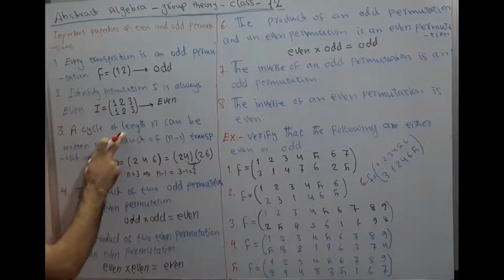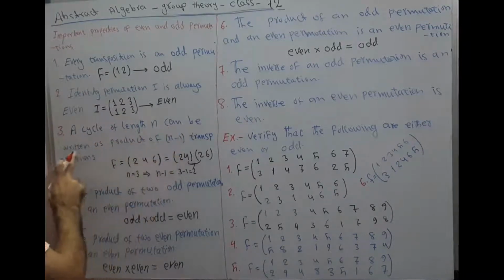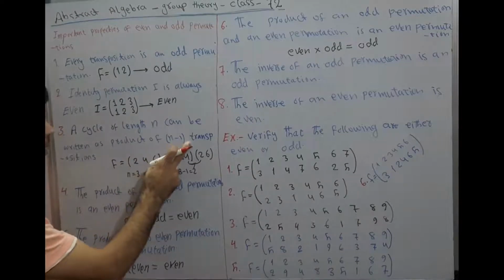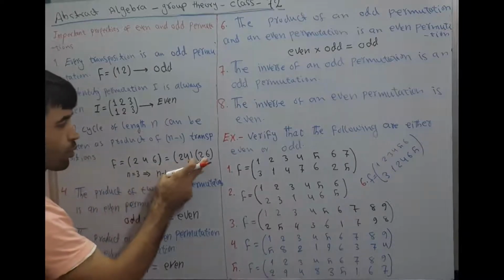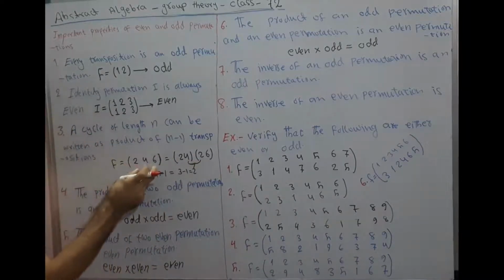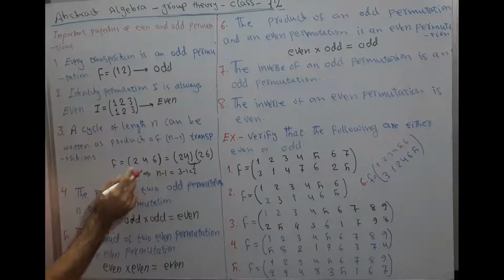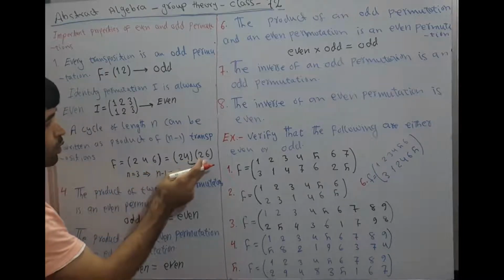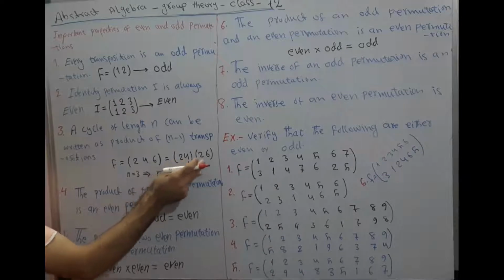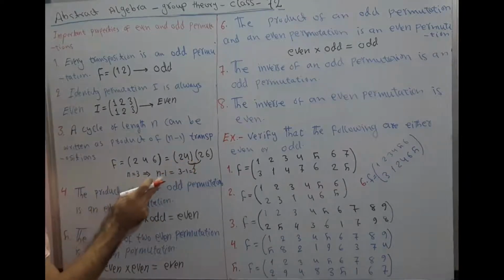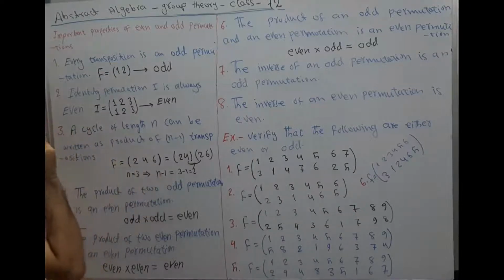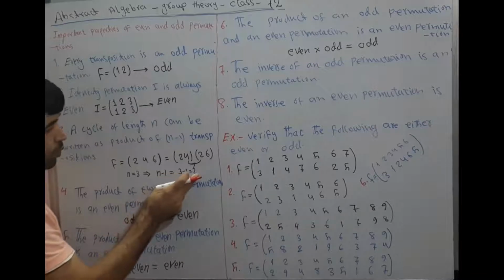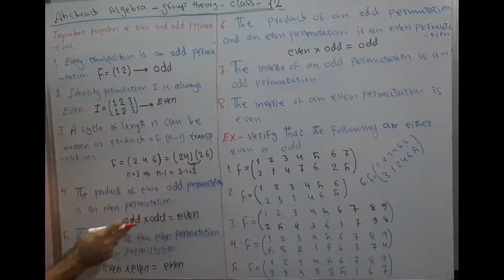Number three, a cycle of length n can be written as a product of n minus 1 transpositions. Here we have f is equal to (2 4 6), which is equal to (2 4)(2 6). Here we have three elements, so we can write it as the product of two transpositions. N is equal to 3, then n minus 1 is 3 minus 1, which is equal to 2. Then we get 2 transpositions.